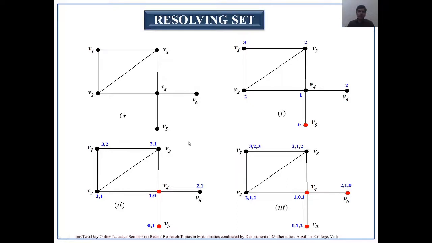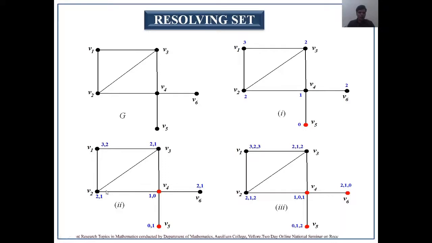Now I am going to increase the vertex set W. I am accommodating one more vertex, V4, in the set W. Now let us check the distances. Try to find the distance between V4 and all other vertices in the graph. The distance between V5 and V4 is 1. Similarly, V4 and V6 distance is 1, V4 and V3 distance is 1, V4 and V2 distance is 1, and V4 and V1 distance is 2.